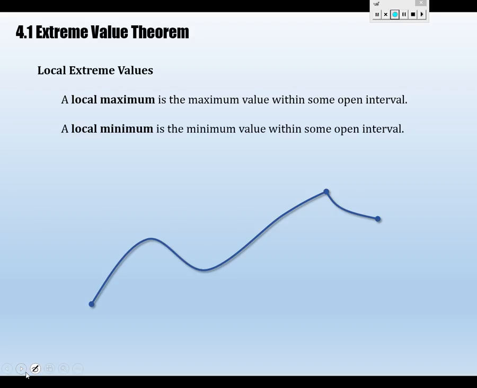Yeah, and also the key word here is "some." That qualifier is an important word too, right? It's not true that on every open interval that someone brings forward it needs to be the maximum. You get to pick it. I'll challenge you: if you can find even one open interval that contains the point where it's the biggest, then it is a local maximum.